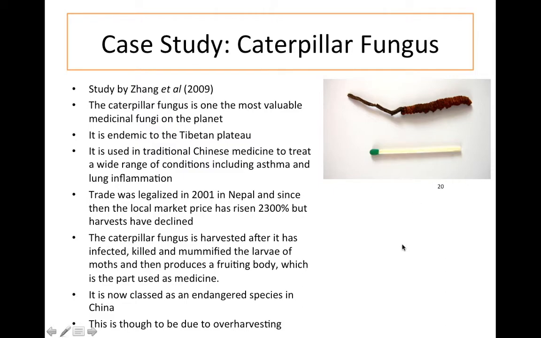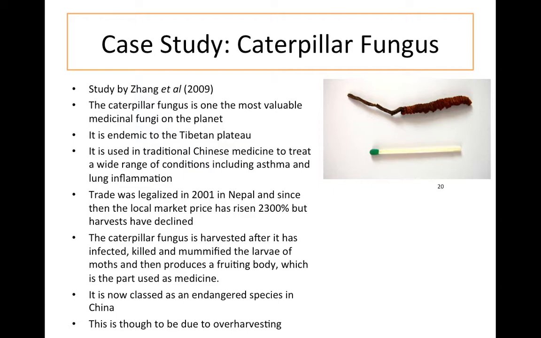So the caterpillar fungus, which is this critter up here, is one of the most valuable medicinal fungi on the planet. It is endemic to the Tibetan Plateau. It is used in traditional Chinese medicine to treat a wide range of conditions including asthma and lung inflammation. So trade was legalised in 2001 in Nepal, and since then the local market price has risen 2,300%, but harvests have declined.